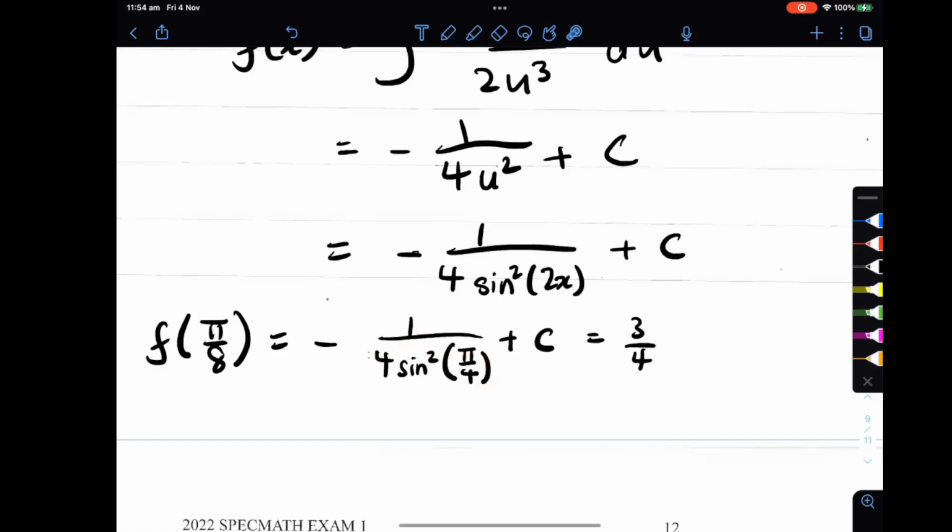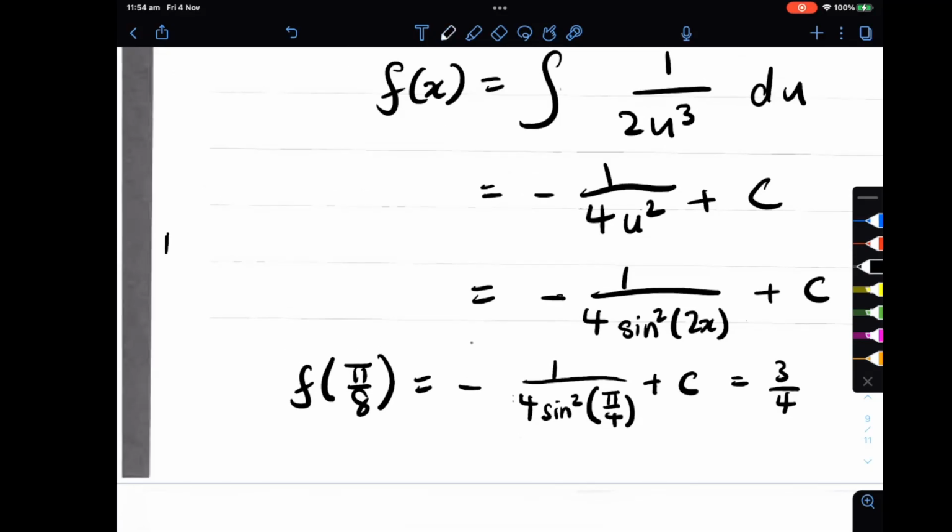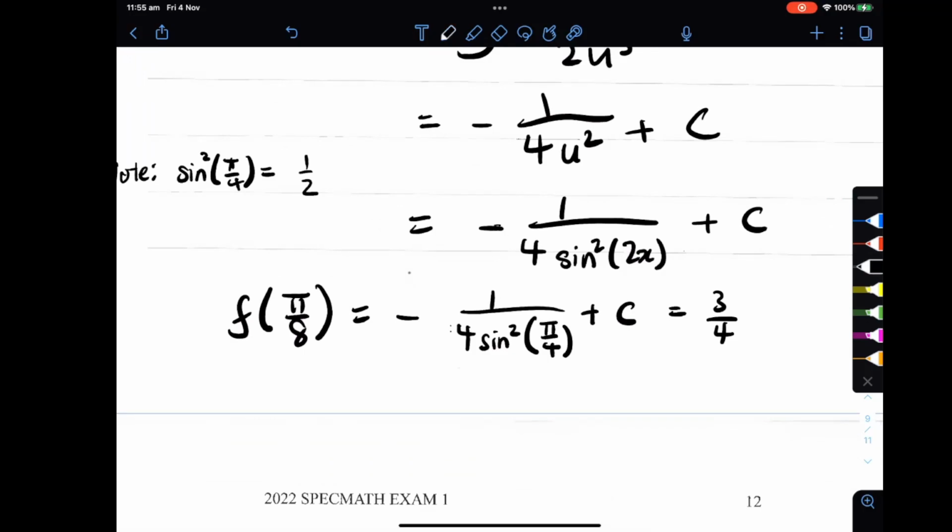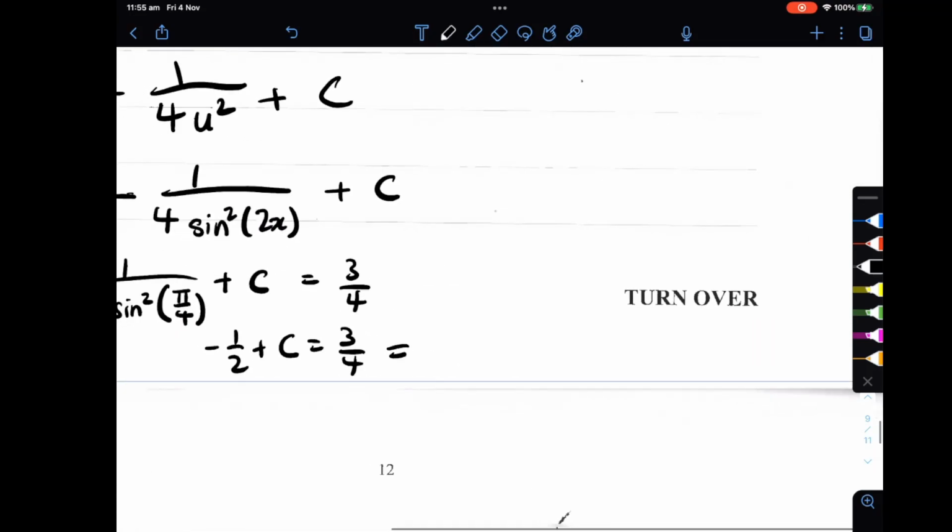Sine of pi on 4 is 1 on root 2. So it becomes a half if you square it. So if we square it, we get a half. A half cancels with the 4 and we get negative a half. And so ultimately, we're going to get c is equal to a half plus 3 quarters, which is 5 quarters.